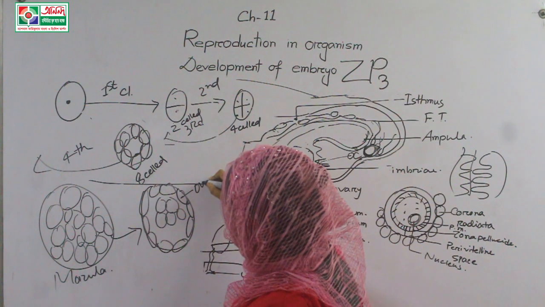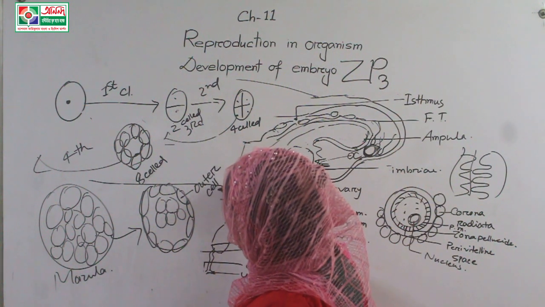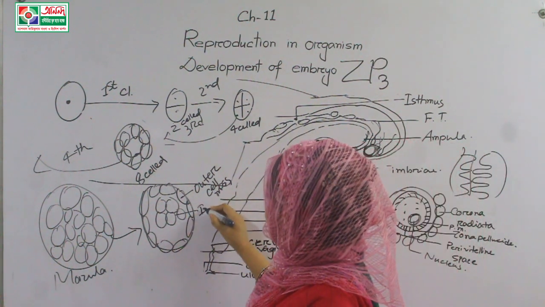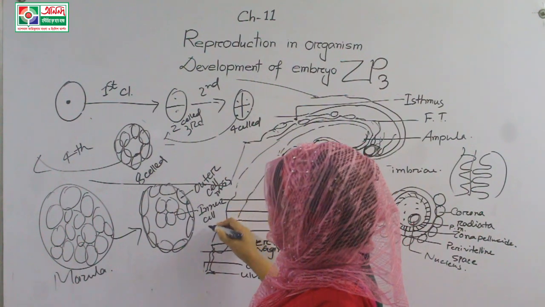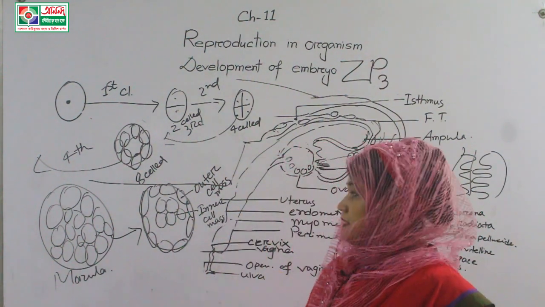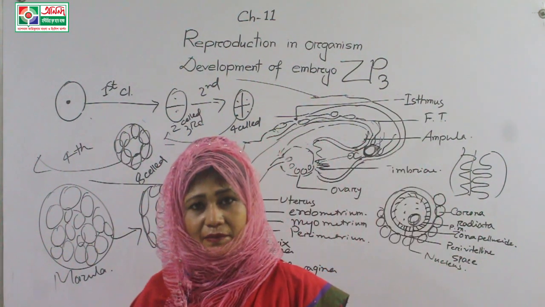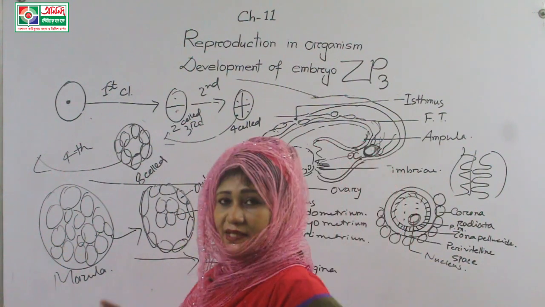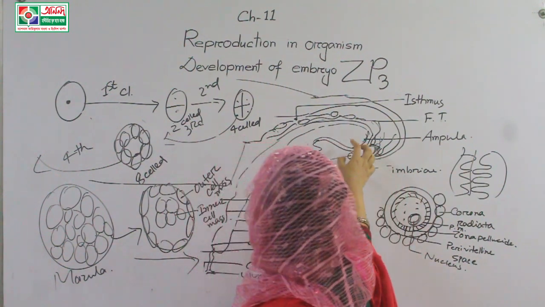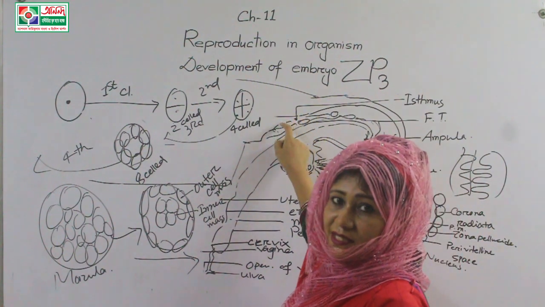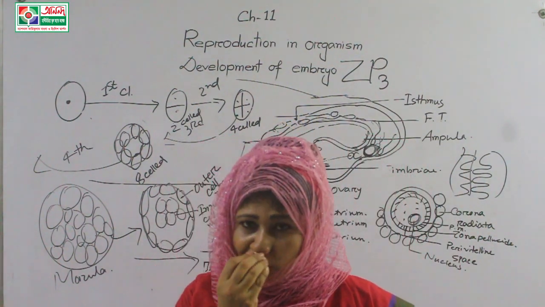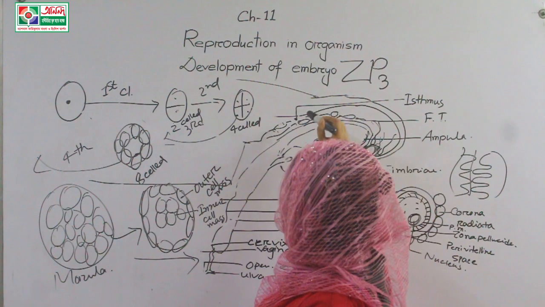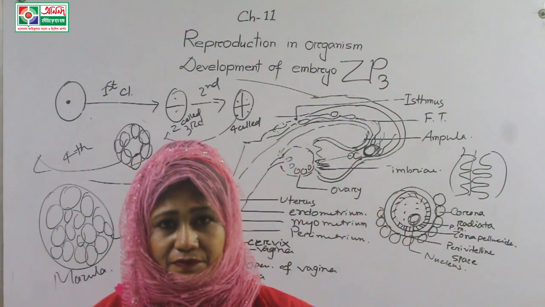This is the outer cell mass, sorry, and this is the inner cell mass. Outer cell mass and inner cell mass: this stage is after the morula, and it is happening in the isthmus area. We get the 16 cell structure, whose name is morula, in the isthmus of the fallopian tube.